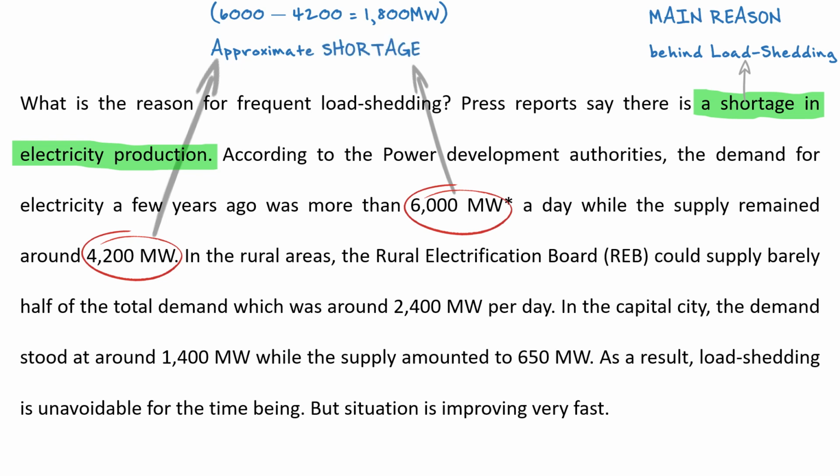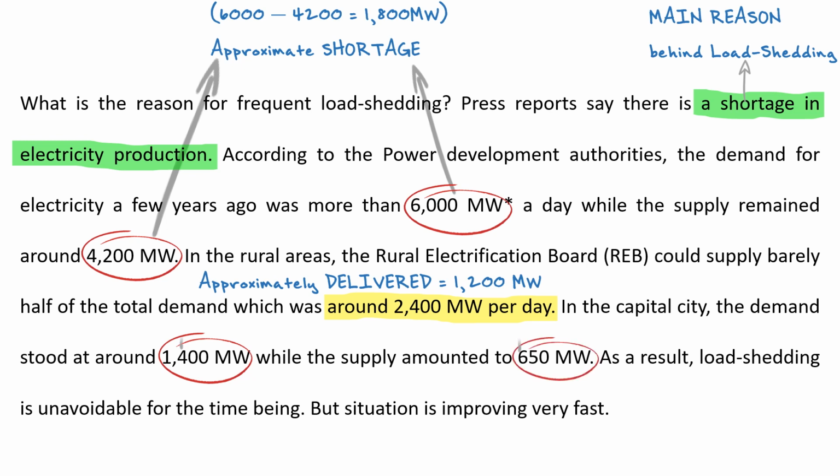But what's the condition in the rural sector? As you can see, REB only provided half of the total amount of their demand. So they delivered about 1,200 megawatt a day. But in the capital city, the shortage of electricity is about 750 megawatt a day. So these two are the comparison between rural life and city life.